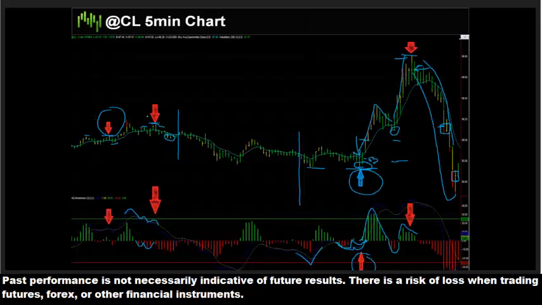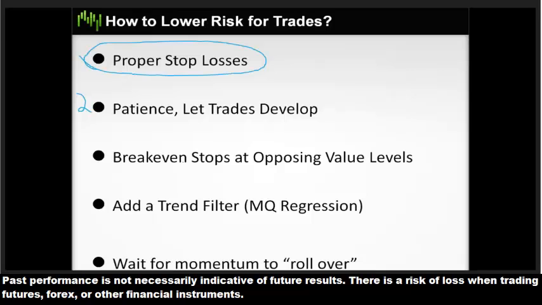Rule number 3, break even stops at the opposing value level. As I mentioned before, that's what takes your risk off the table and allows you to have what I consider a risk-free trade, which is you're not going to lose money unless the market gaps above your stop loss.